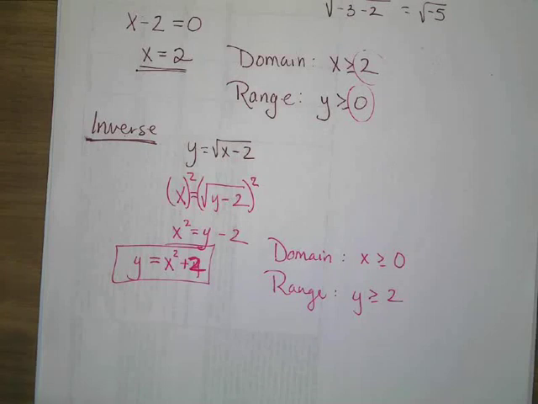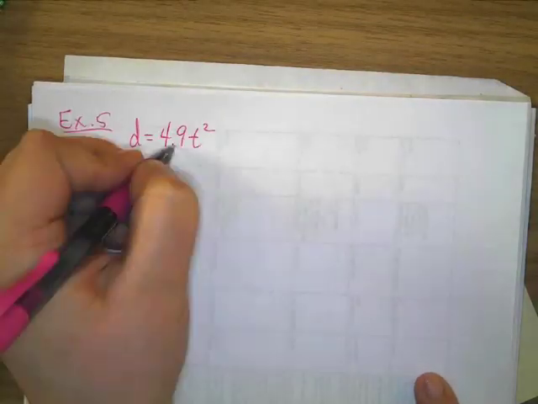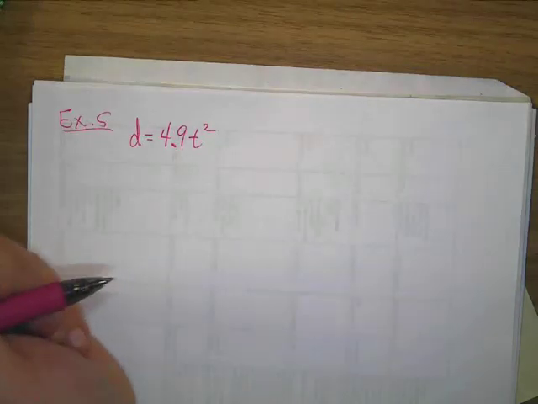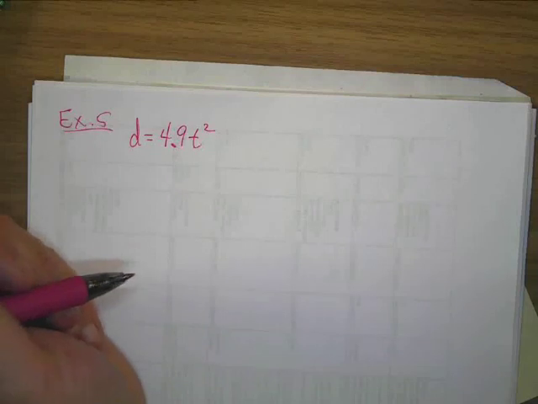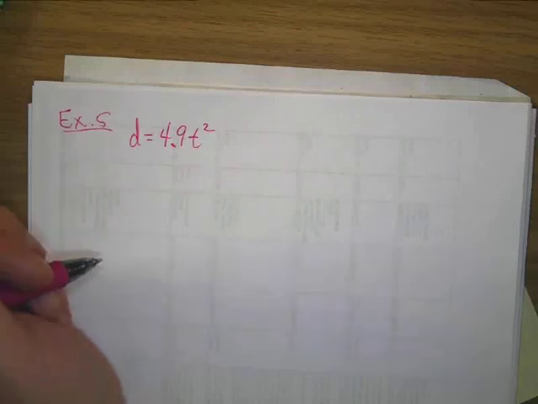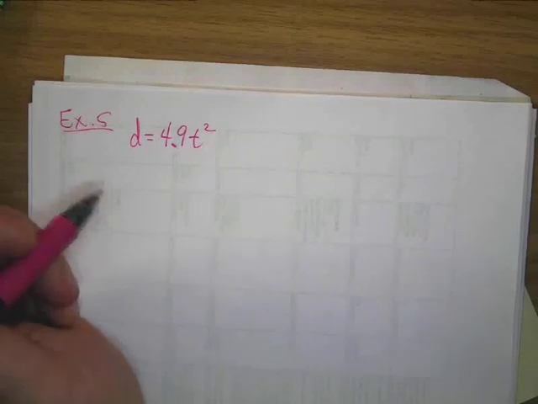Let's do another one. The function d equals 4.9 t squared represents the distance in meters that an object falls in t seconds due to Earth's gravity. Find the inverse of this function. So I know there's d's and t's, but does it matter? No, we're just going to switch them.